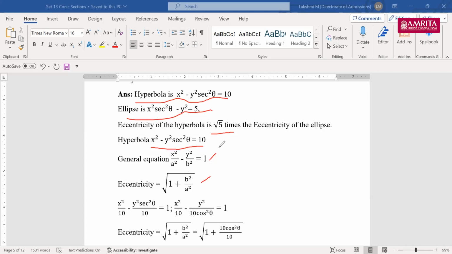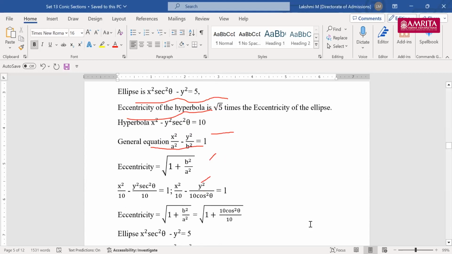So I can just take this 10, so that the right side is equal to 1. So x square by 10 minus y square sec square theta by 10 is equal to 1. This I can write as 1 by cos square theta. So I have the equation in proper format: x square by 10, this is a square, and this is b square, minus y square by 10 cos square theta equal to 1. The base part is this. Now, moving on.